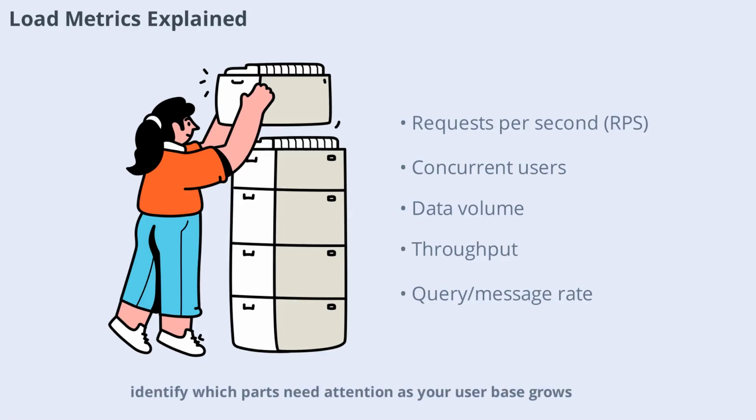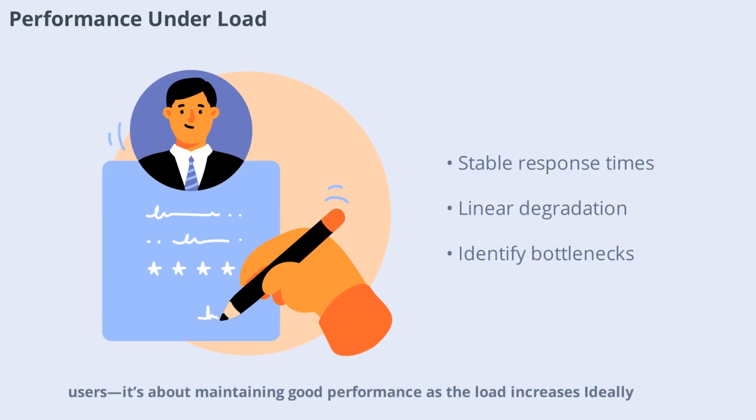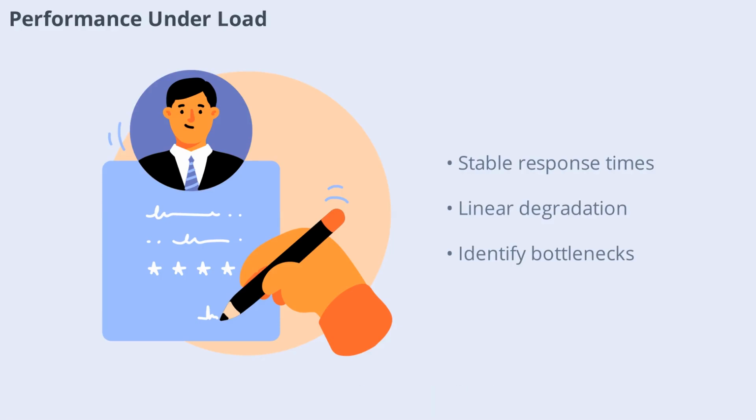A scalable system isn't just about handling more users, it's about maintaining good performance as the load increases. Ideally, as you double the load, response times should only increase slightly or even stay the same if caching is effective. But if response times spike or the system starts timing out, you've hit a scalability wall. The goal is to keep performance stable with linear or sublinear degradation. This means your system can predictably handle growth, and you can plan upgrades before users feel the pain.